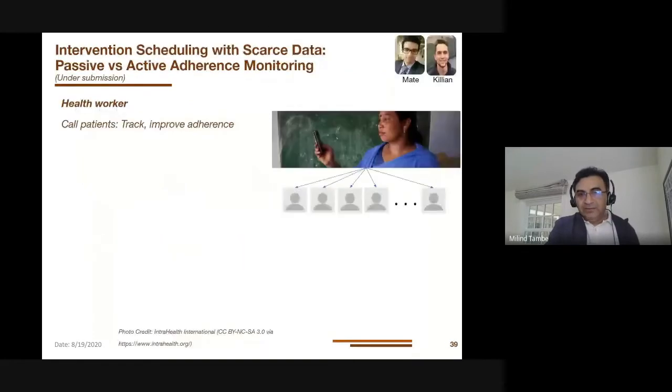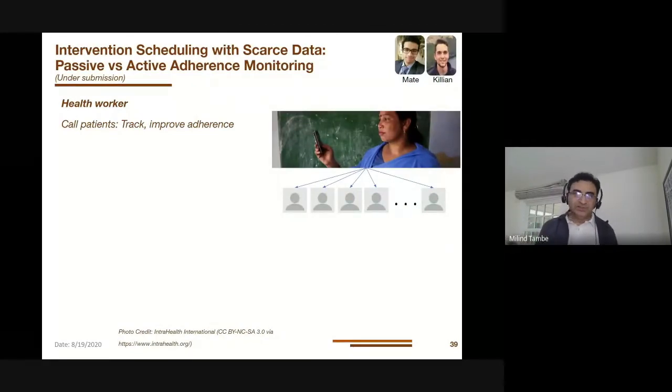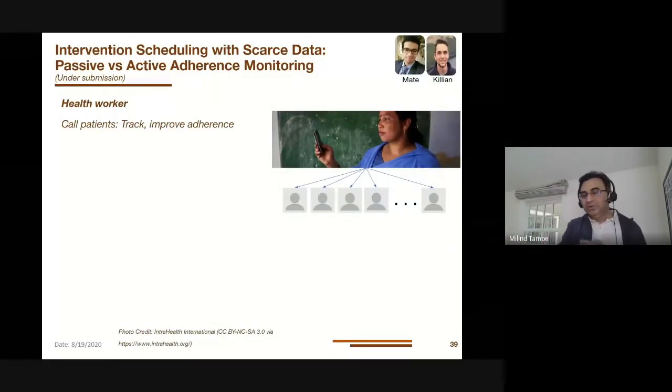I will mention one other problem, which is active adherence monitoring, and then briefly mention wildlife conservation efforts, and then stop, and then we can go to questions. I'm not going to go through how we solve this problem, but here's the problem.